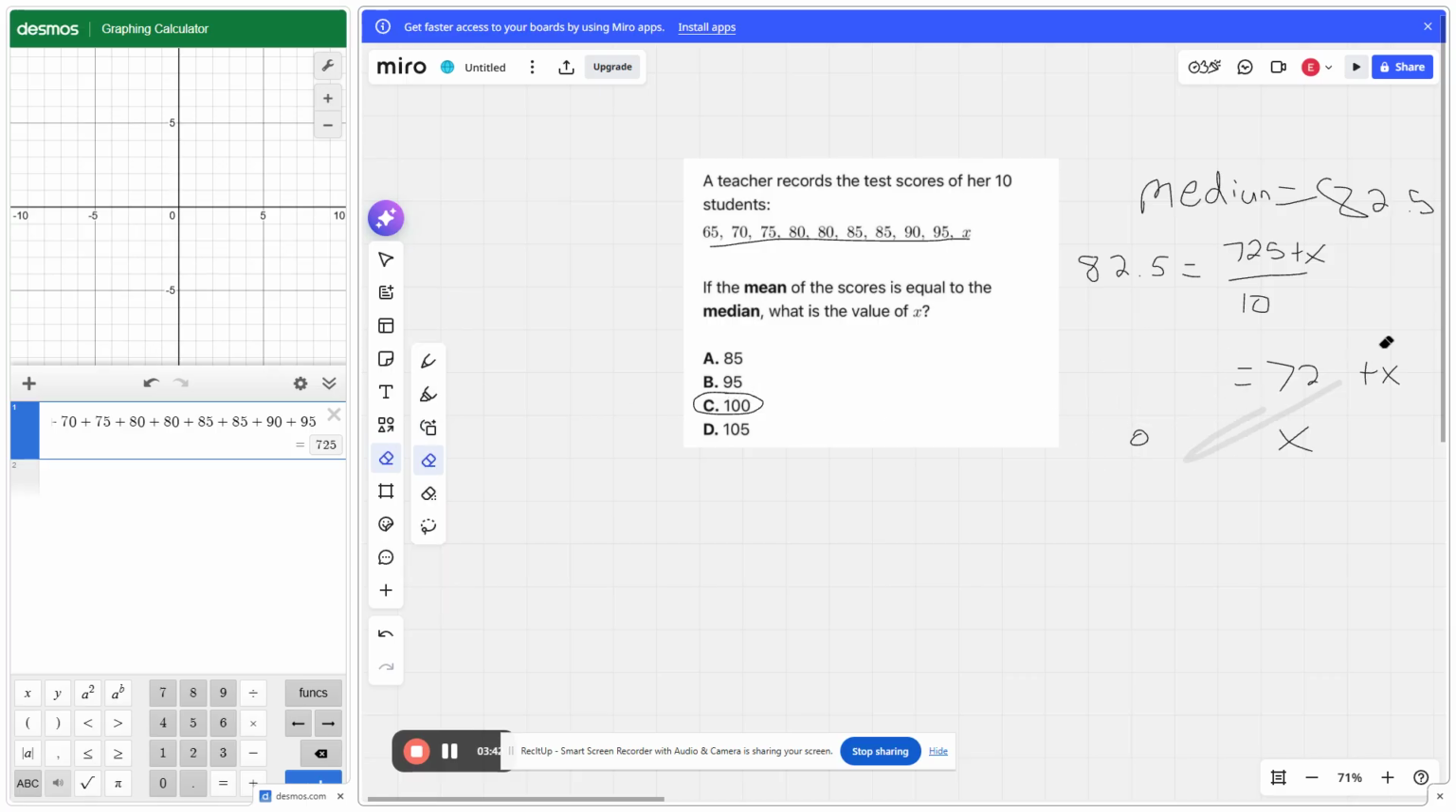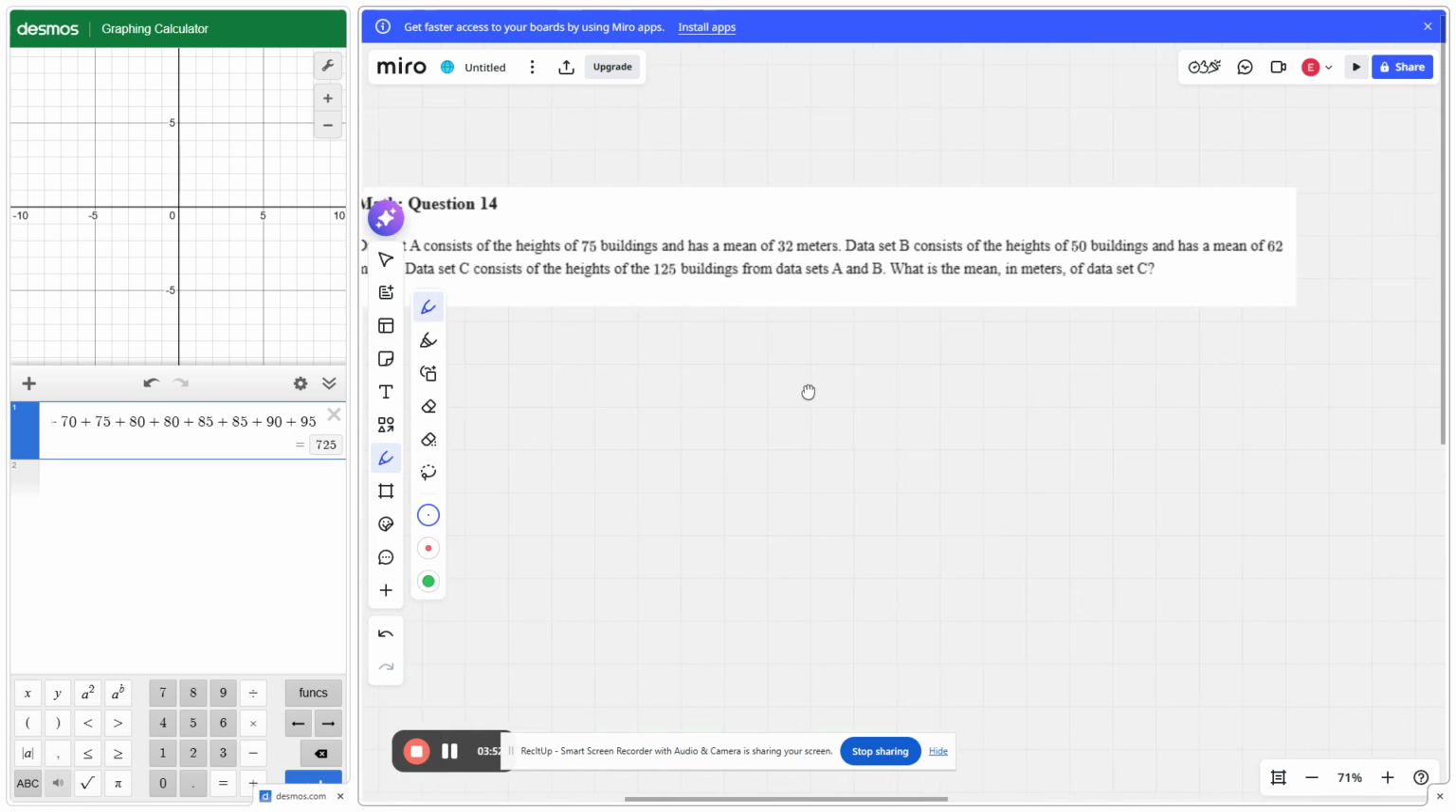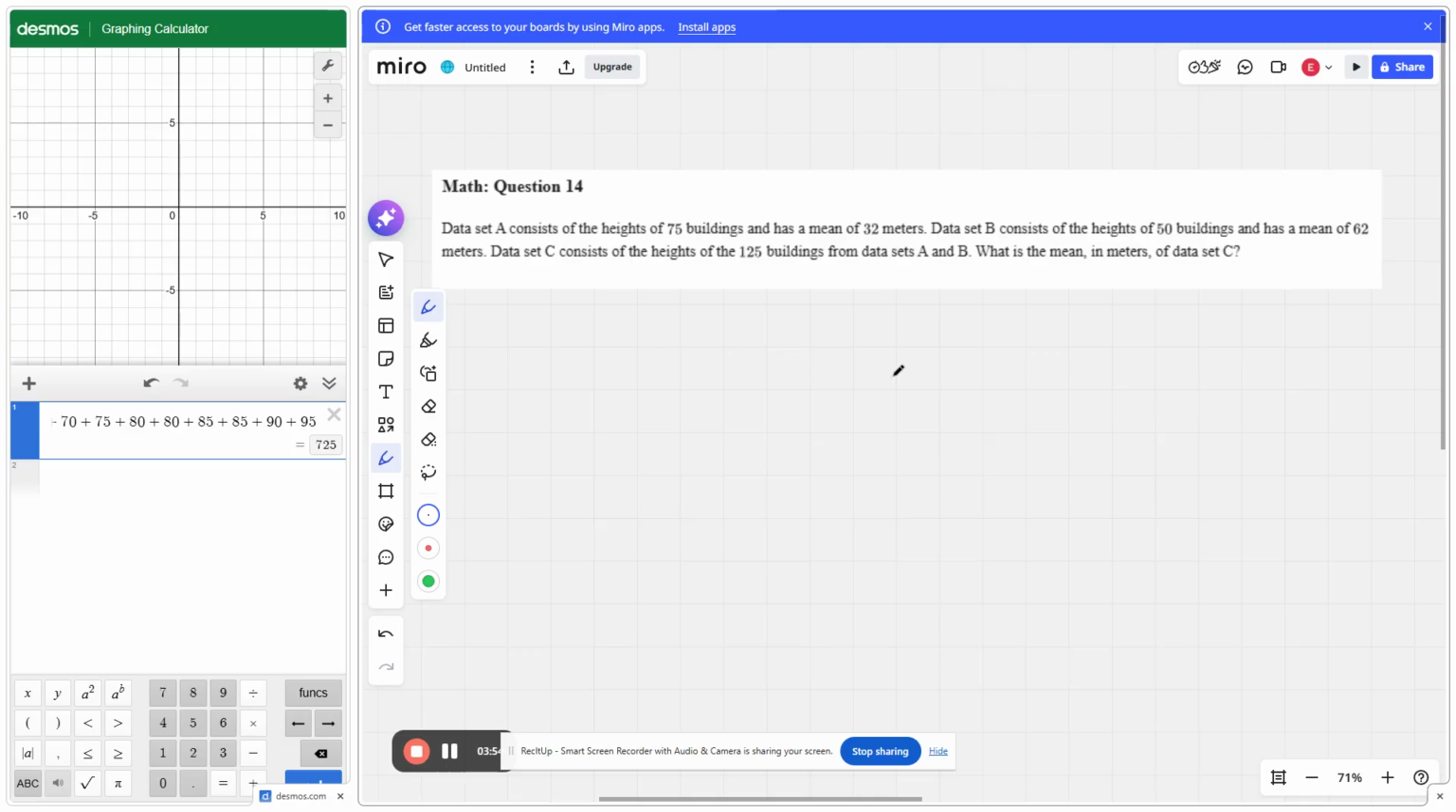Our next problem will be a little bit more challenging. It's in a similar format, but it's a little bit more challenging, and this comes from Blue Book Practice Test 4 for the SAT. So question 14. Pause the video once again if you would like to work on this first and see if you get the correct answer.